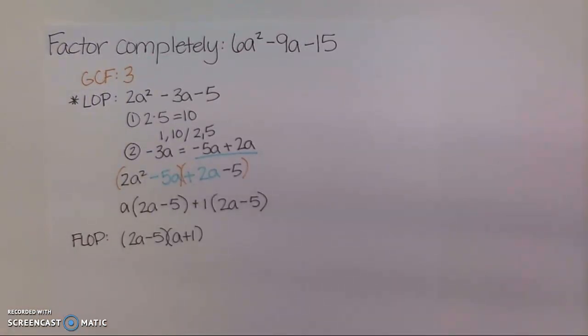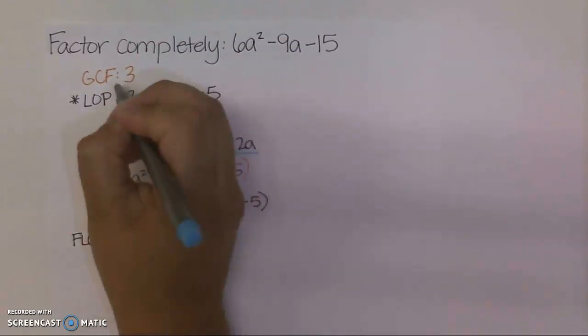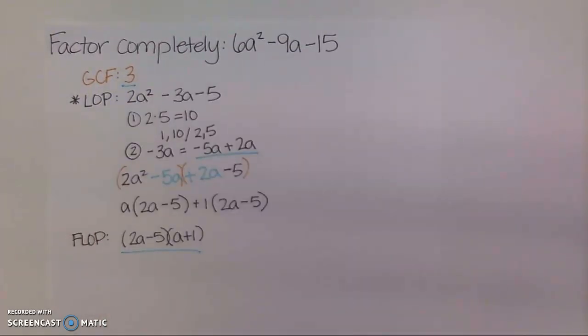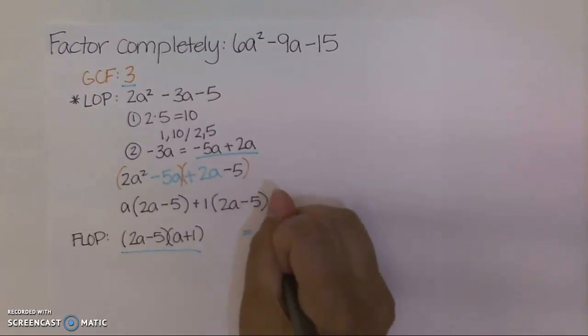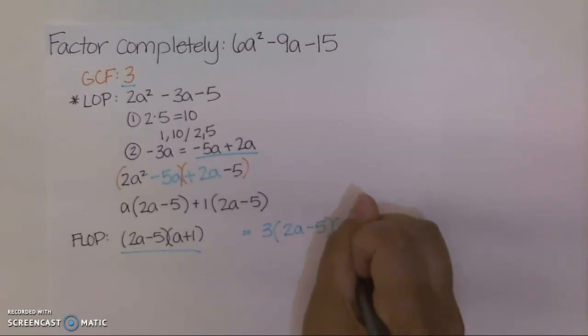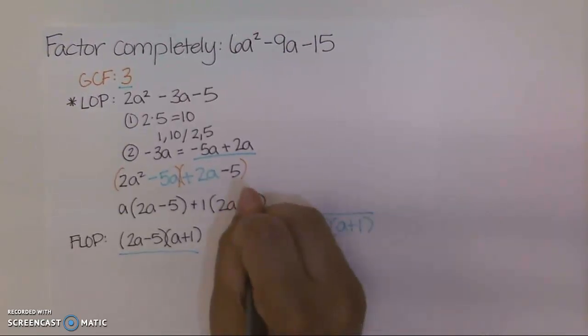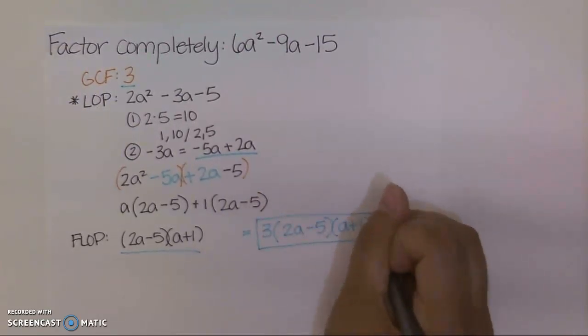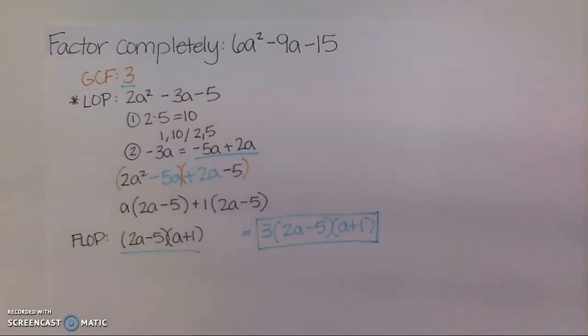So what we're actually going to do is take our FLOP and our GCF and stick them together. So 3 times 2a minus 5 times a plus 1 is my final answer. I stick my first GCF out front, and then I put my factored polynomial behind it. So that's how you factor completely. First, find your GCF, then factor whatever you have left over.